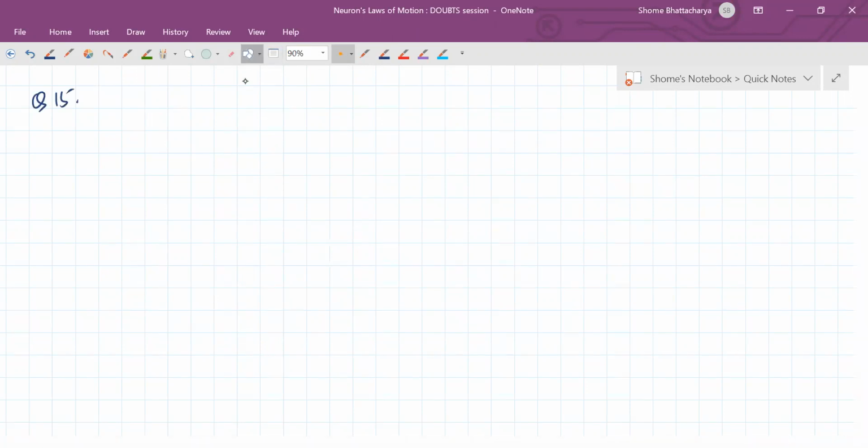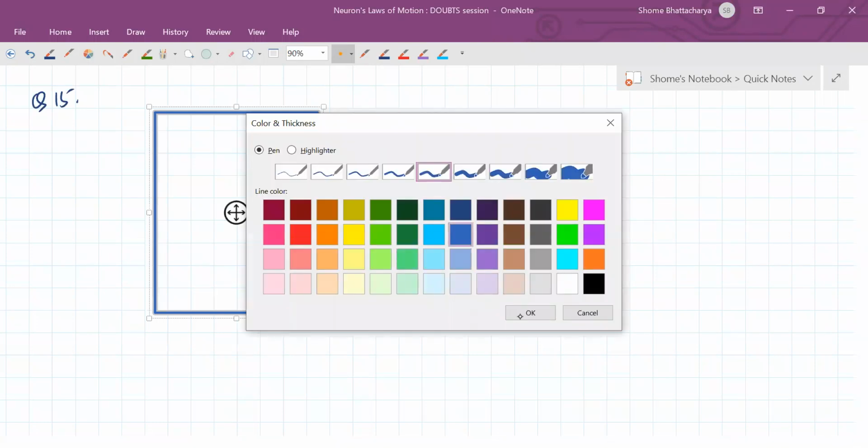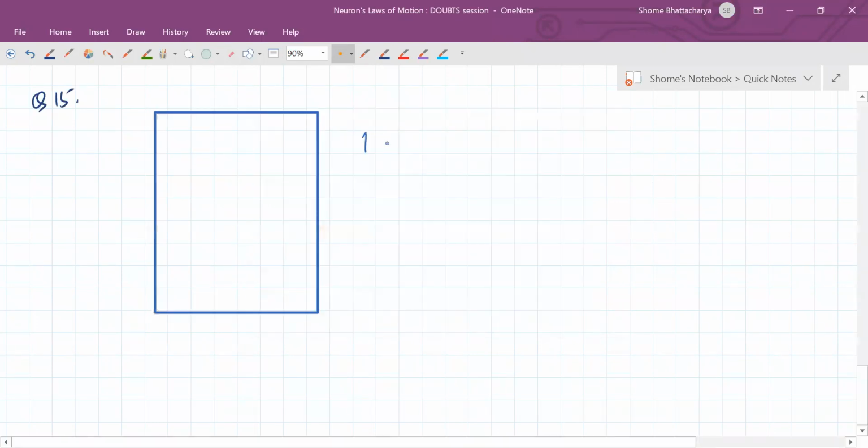So in question 15, what is happening? It is that elevator type of problem. Your elevator is accelerated upwards, and this is given to us as g by 10. Okay. And inside the elevator, you have your spring mass system, your block and tackle system, or simple Atwood machine.